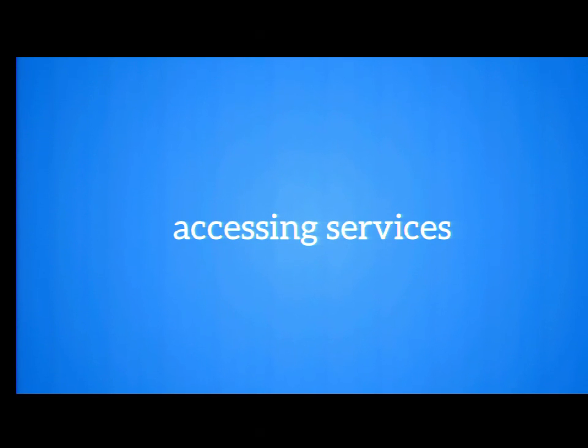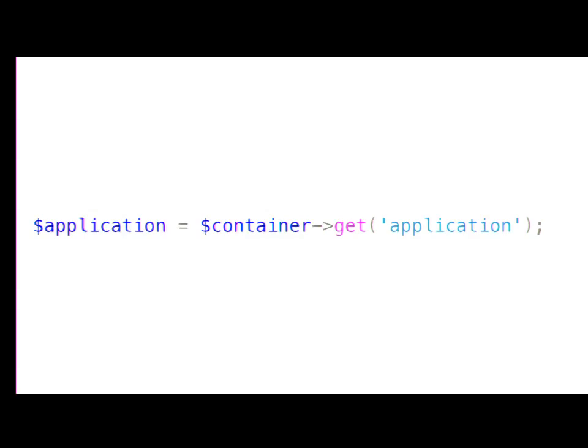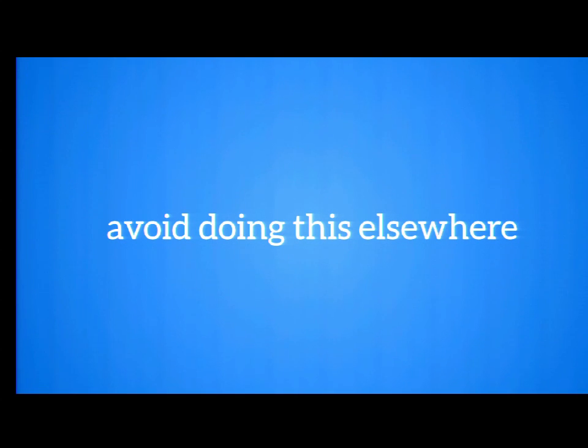Okay, so how do we actually access services out of that? The container has a getter method at the top. We can say container gets and give me a service by that service ID. So we want to get a whole application out of it, or individual controllers, or in a controller get individual services. But we should try to avoid doing that, apart from when you have to, right up at the top.